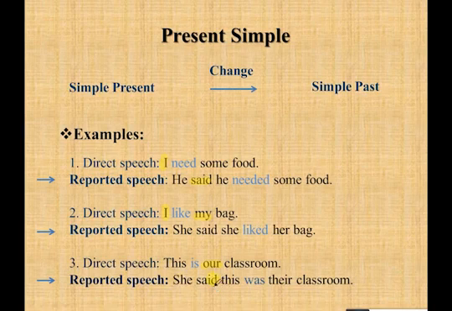Okay, after that you have to use is in its simple past form, which is was. Is, was. Okay, so after that you have to change the possessive adjective to its reported speech form, which is their. So we changed our to their and we complete the sentence as it is classroom.